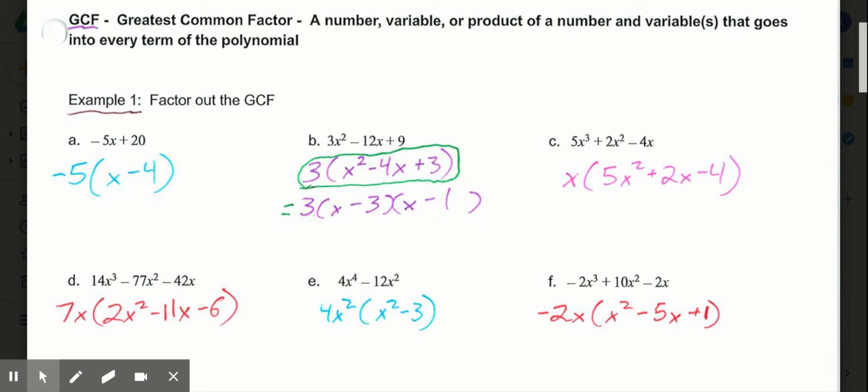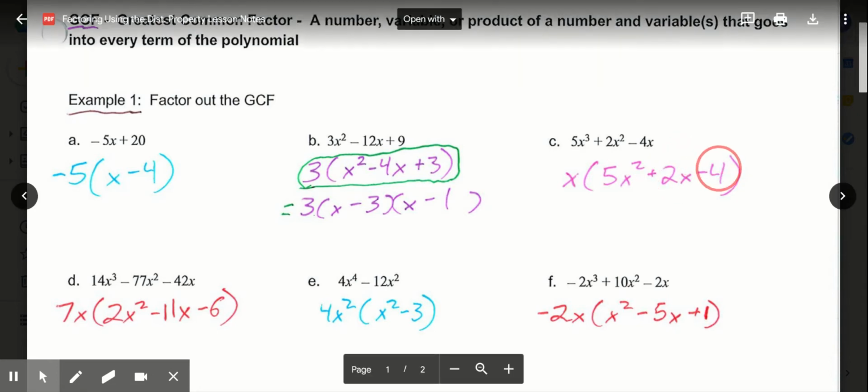Now in C, we have 5x to the third plus 2x squared minus 4x. In this case, we could not divide each piece by a number, because 5, 2, and 4 don't have any common divisors other than 1, but we could factor out the x. If we factor out the x, we would have on the inside 5x to the second power plus 2x minus 4.